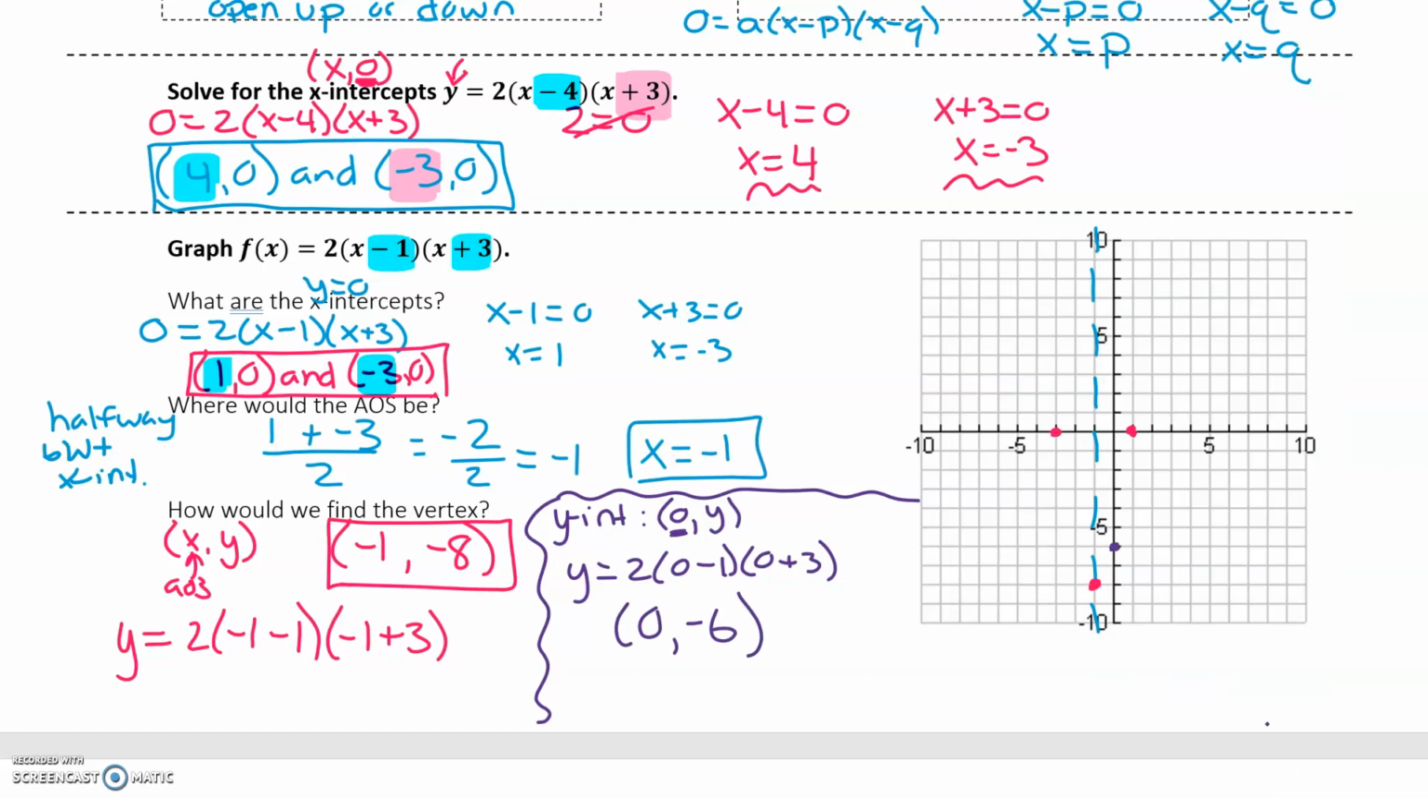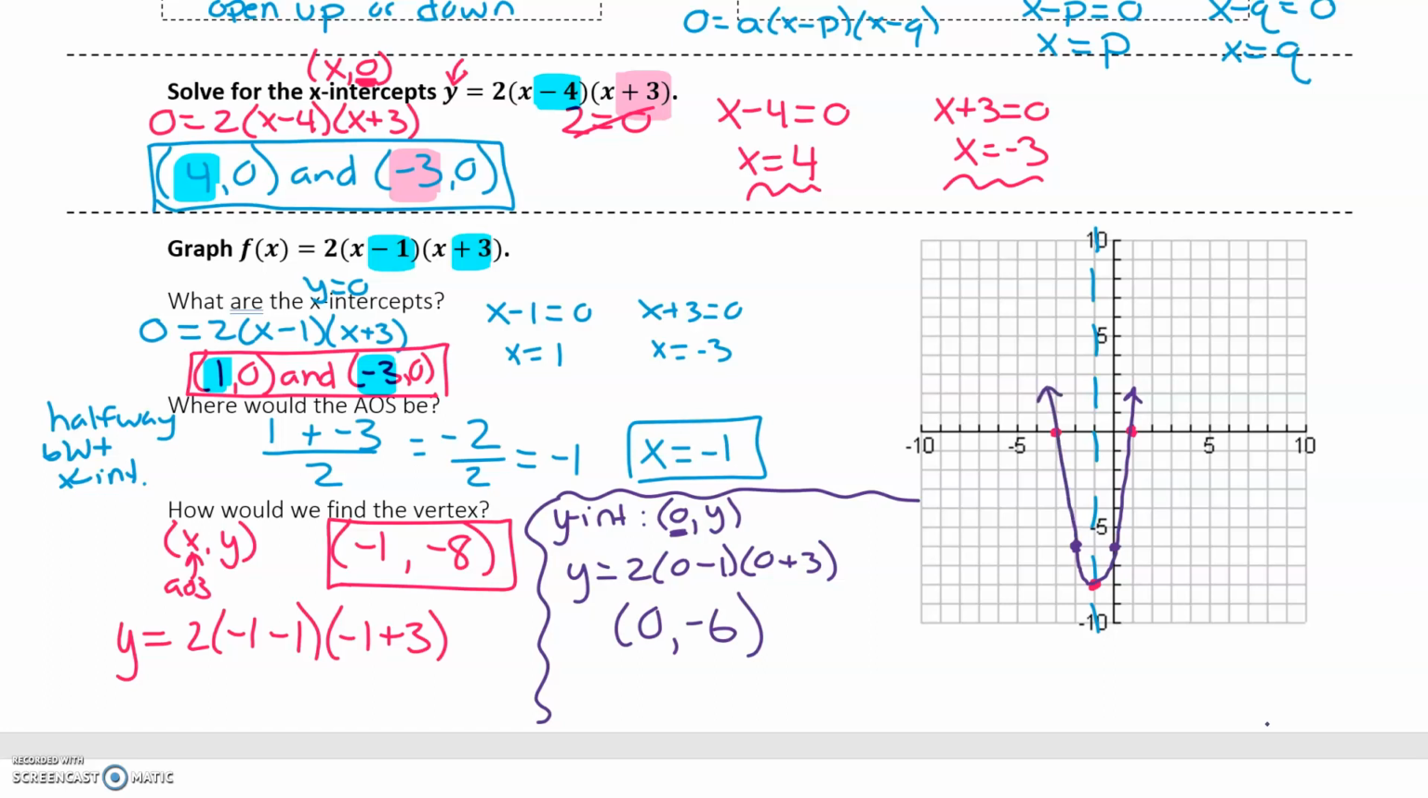Now I still only have 4 points, but what's awesome, because I know that it's symmetric, I can come on the left side of the axis of symmetry and put that dot that it has symmetry with. Now I've got 5 nice dots, then I can draw my parabola a little bit easier than if I only had those 3.